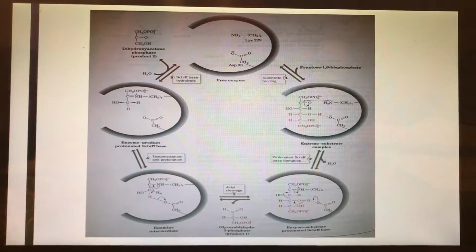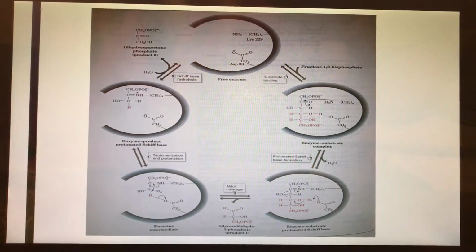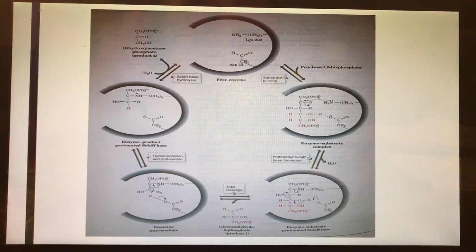Here we have an image of the enzymatic mechanism of aldolase. In the top circle, we have the enzyme in its free form. In step 1 of the mechanism, the enzyme binds the substrate fructose 1,6-bisphosphate. As I mentioned earlier, aldolase has an active site lysine. In step 2, the carbonyl group of the fructose 1,6-bisphosphate reacts with the amino group of the active site lysine to form an iminium cation, which is known as a protonated Schiff base.